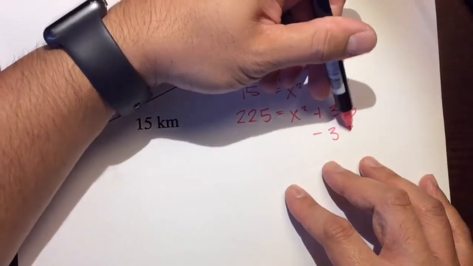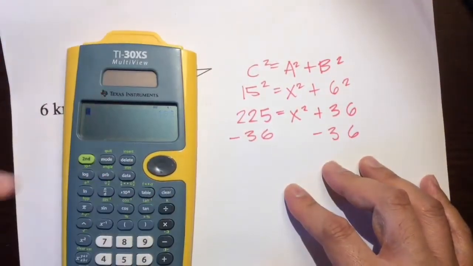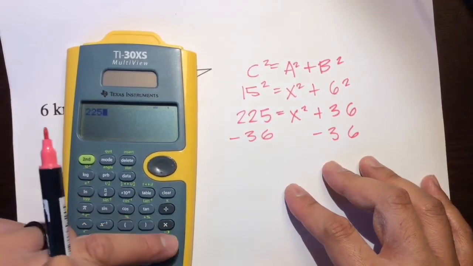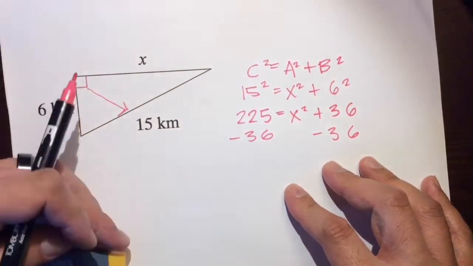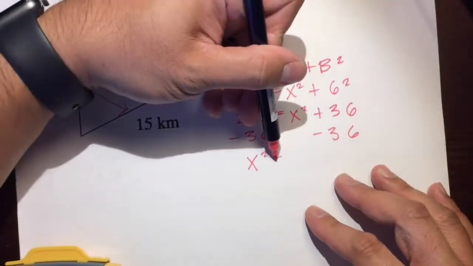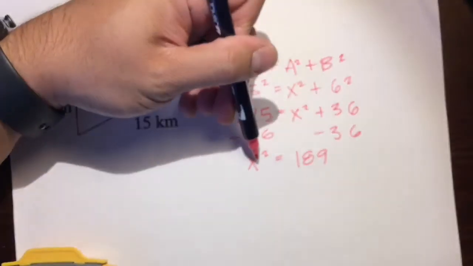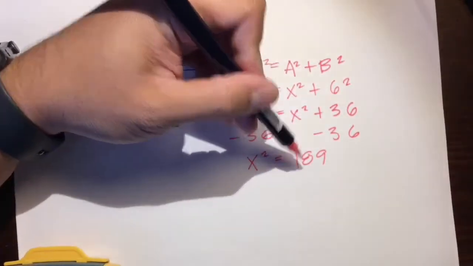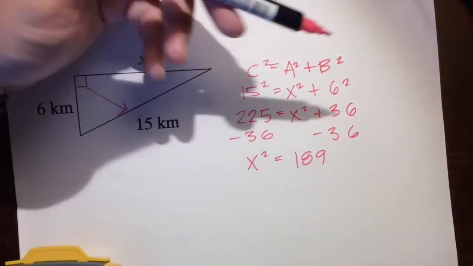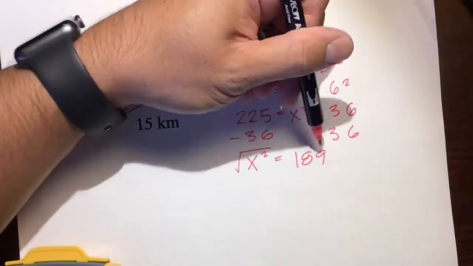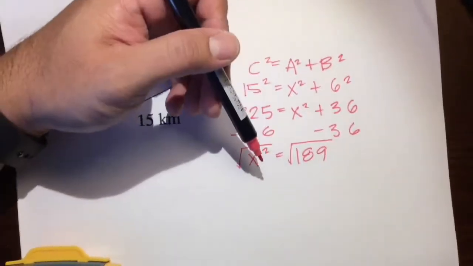And let's subtract 36 from both sides. And just so that we're for sure correct, let's use our calculators. 189. So we got x squared is equal to 189. I know I picked some good numbers here. And I don't think a whole number multiplied by itself is 189. So let's square root both sides. And let's factor tree this.